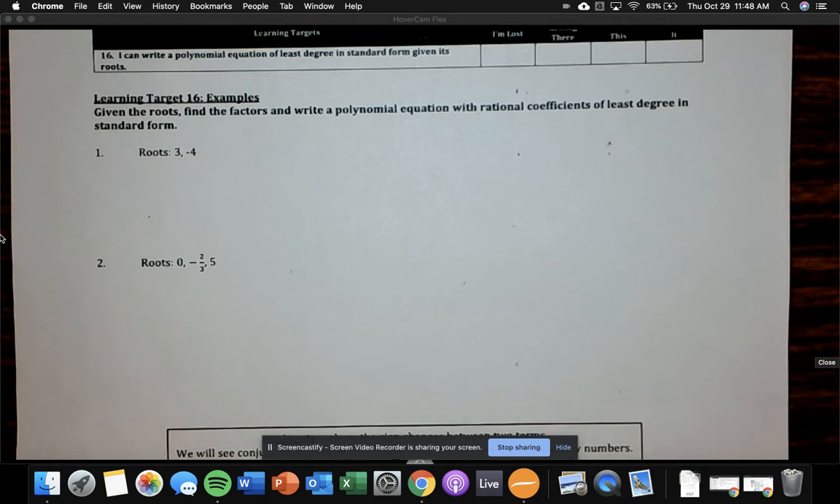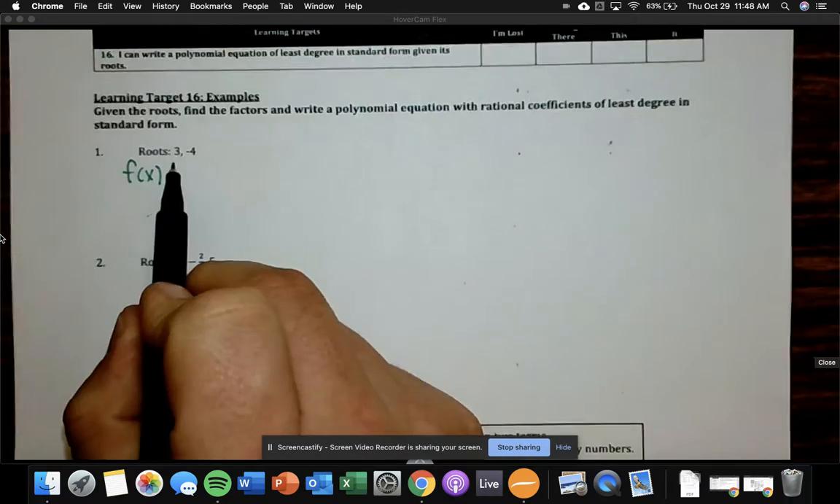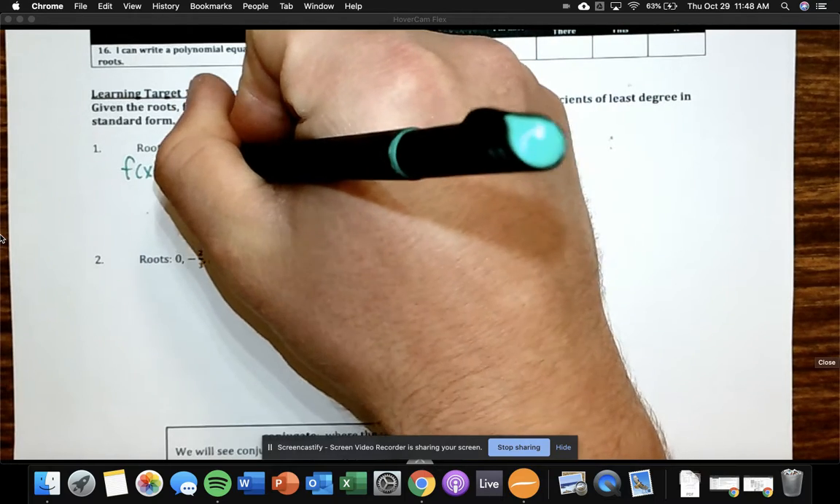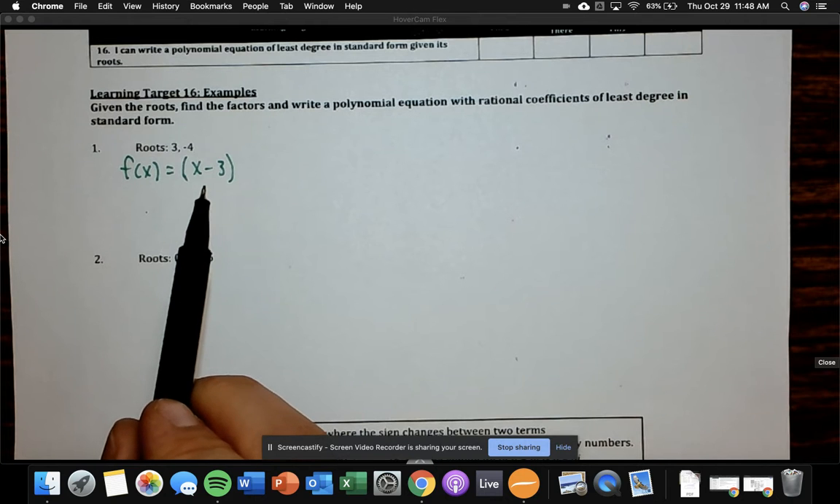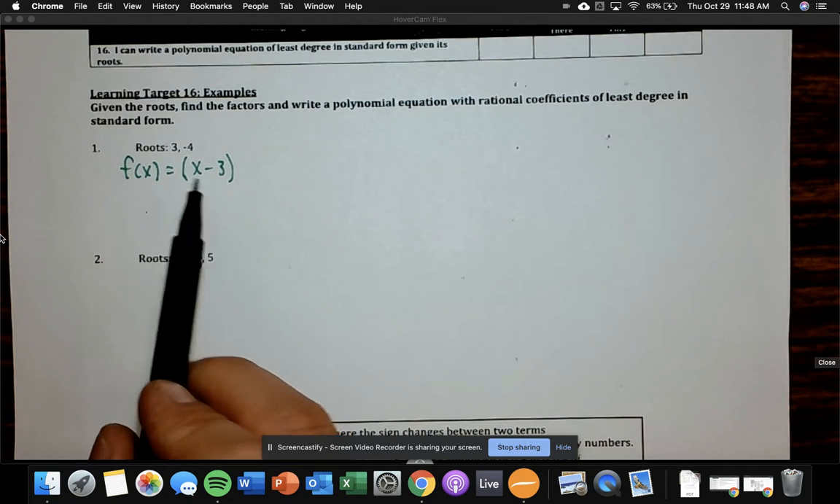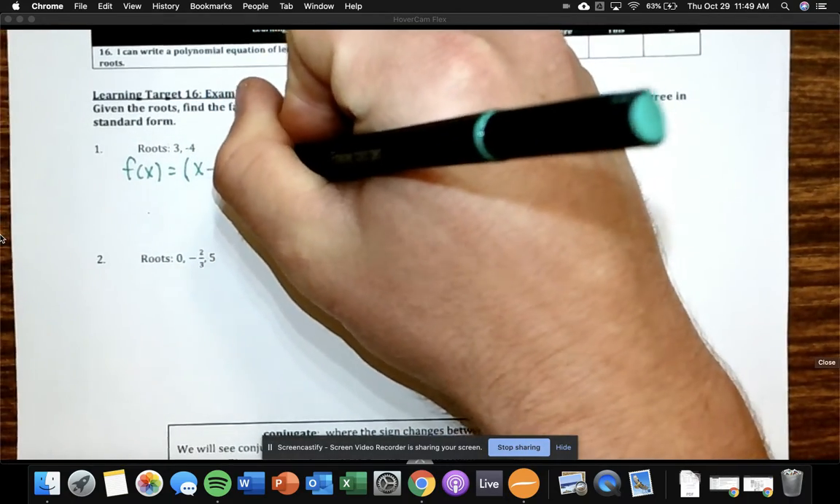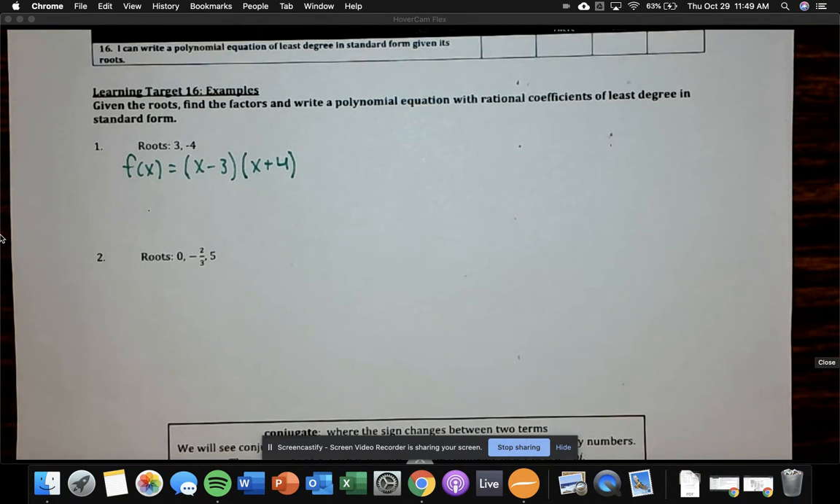So if we remember roots and what they mean, we get them from the factors of the function. So if we have a root of 3, we get that from the factor x minus 3. Because remember, we would set this factor equal to 0: x minus 3 equals 0, and we'd solve for x, we would get 3. And the same thing goes for this negative 4 here. We would get this from x plus 4, because again, we set that factor equal to 0 and solve for x, and that gives us the root.